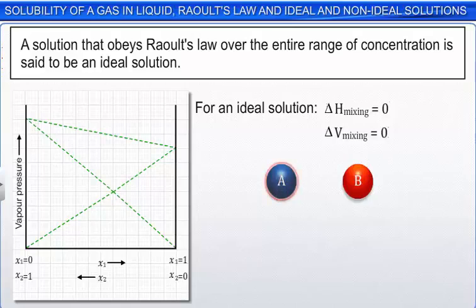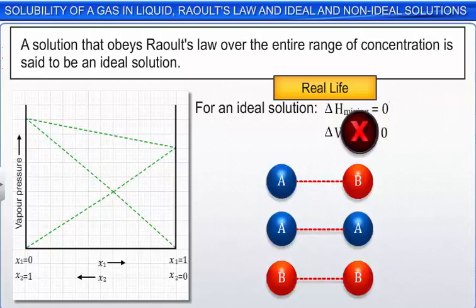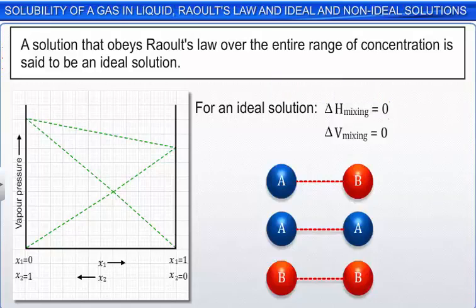If A and B are two components, then in an ideal solution, the magnitude of A-B interactions will be the same as the magnitude of A-A and B-B interactions. However, in real life, there is actually no such thing as an ideal mixture, but some liquid mixtures get fairly close to being ideal. These are mixtures of two very closely similar substances.